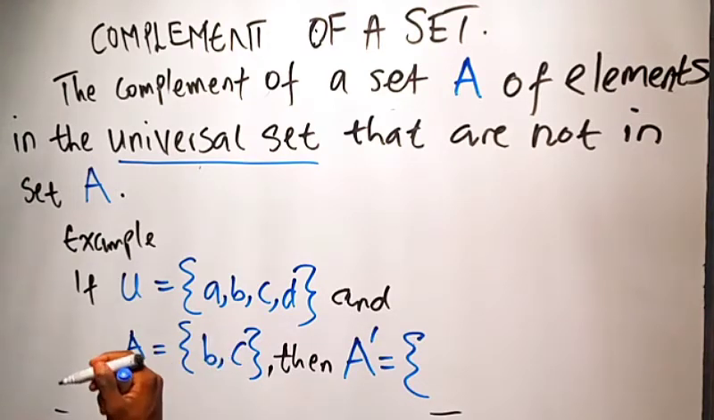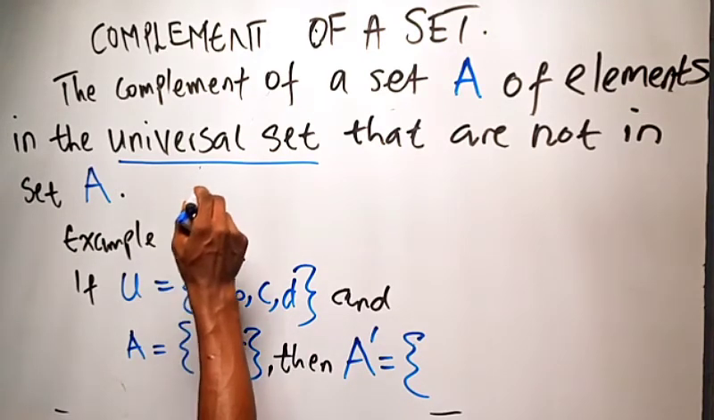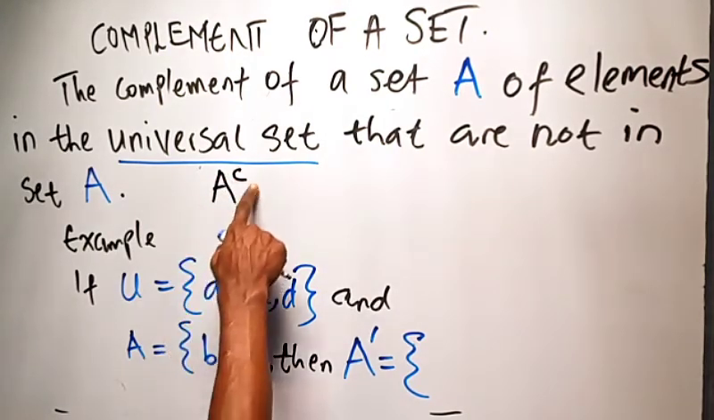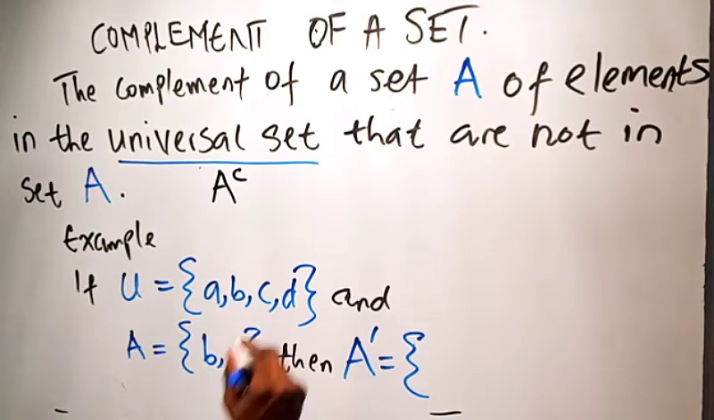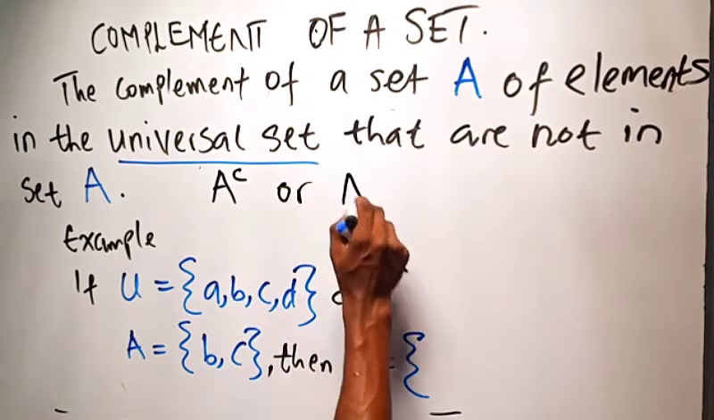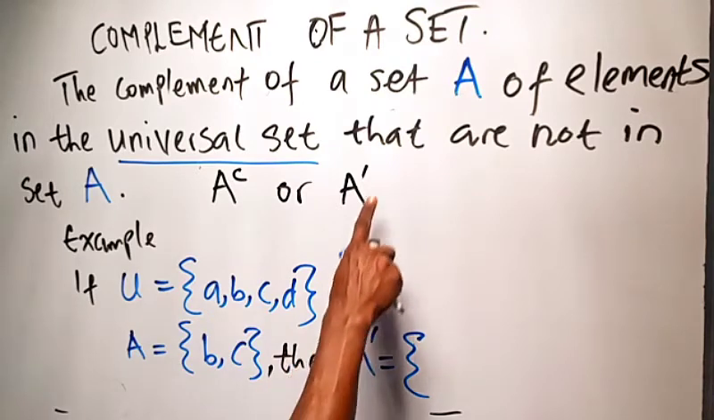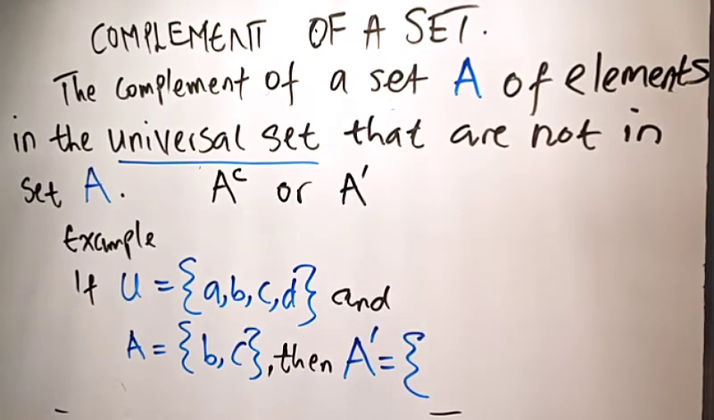the complement of a set is denoted by, let's say, the complement of set A will be written as A complement, A with a little c on top, or you can write it as A with a prime like that. So A complement, or this is the same thing. That means that elements that do not belong to set A are said to be the complement of set A. That is just the idea.